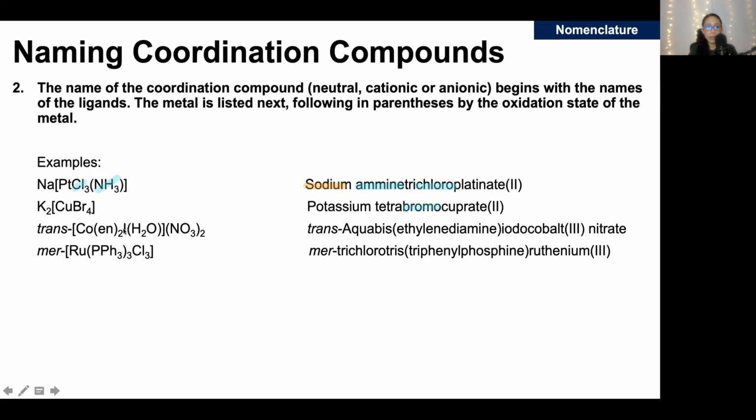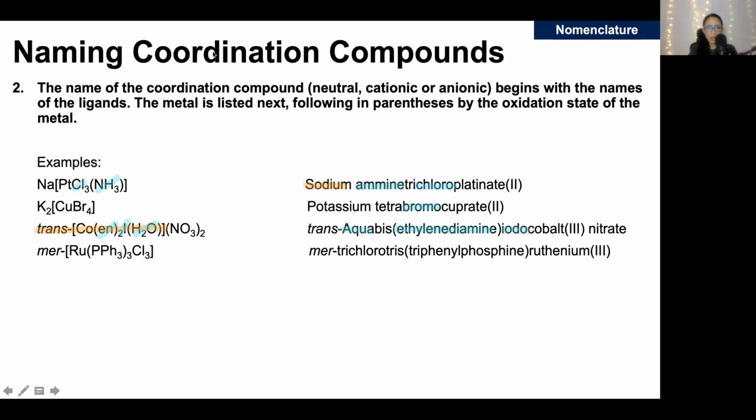In the third example, the cation is the complex. So what are the ligands that we see here? We have ethylenediamine, iodide, and water. So water, its name as a ligand is aqua. Then this is followed by ethylenediamine. So there you see ethylenediamine. And iodide, its name as a ligand is iodo.